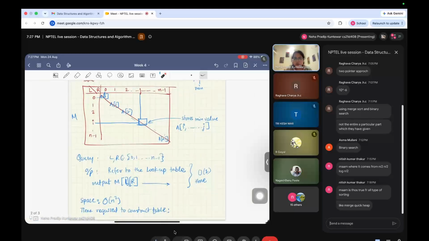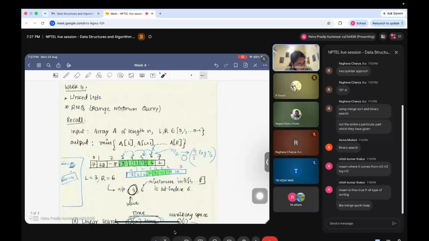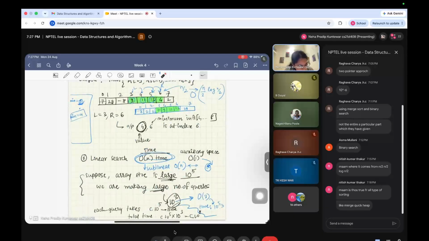After this point, no matter how many queries come up, you will be able to answer them in order one time. That's the advantage. Yes. So what are the two algorithms so far?